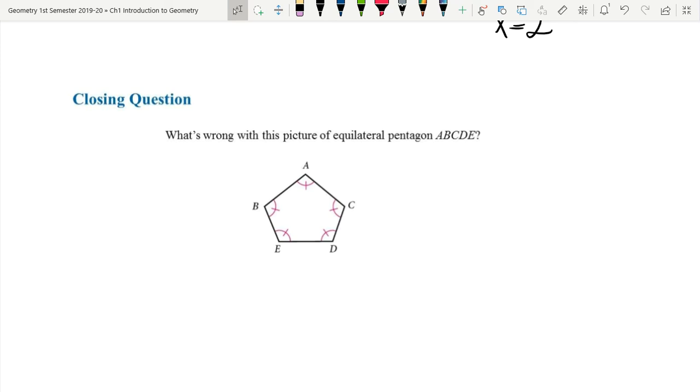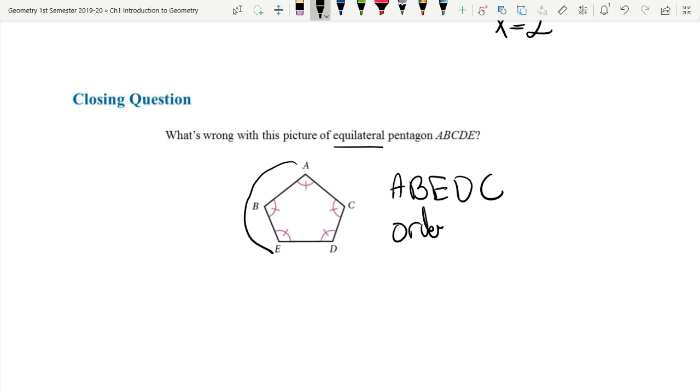Closing question. What's wrong with the picture of the equilateral pentagon ABCDE? I haven't gone over what equilateral means in this video, but I will go over it in class. What we'll focus on in this video is the order. Is A, B, C, D, E the correct order? Let's see. A, B, oh no, that's E. This should say A, B, E, D, C. The order is wrong. It's also not marked equilateral, but again, we will go over that concept in class investigation.